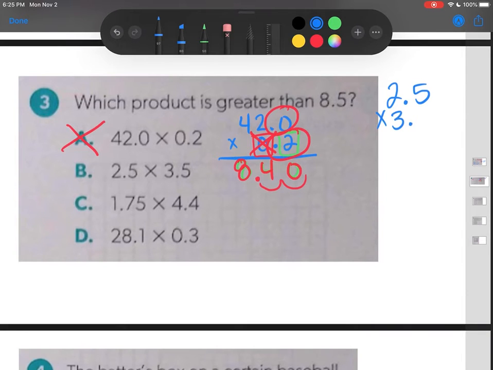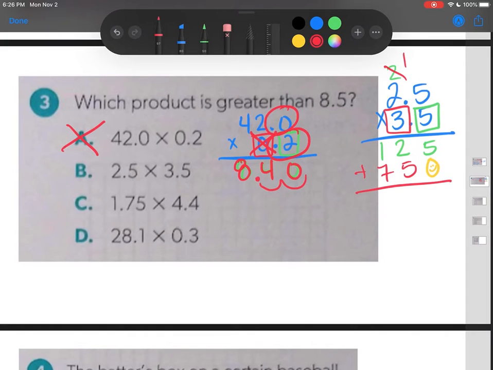Let's try B. We've got 2 5/10 times 3 5/10. So let's multiply this 5 out first. So 5 times 5 is 25. Carry the 2. 5 times 2 is 10, plus 2 is 12. All right, so our top row is done. So now let's move on to our second row to multiply out that 3. Add your placeholder smiley so you don't forget about it. And now we're ready to multiply out our 3. 3 times 5 is 15. Carry the 1. 3 times 2 is 6, plus 1 is 7.